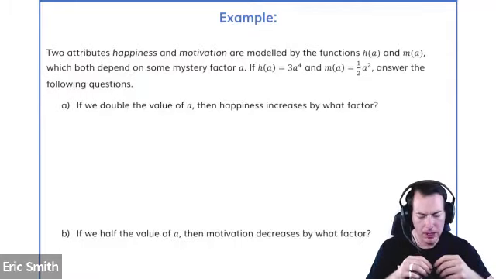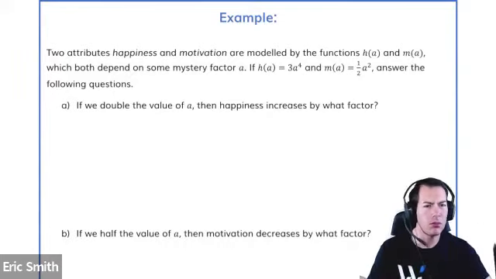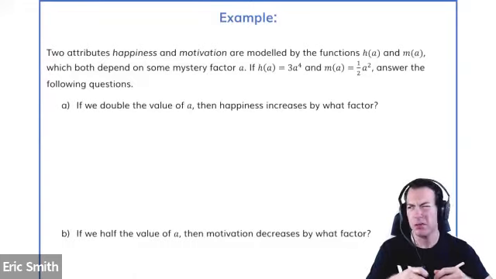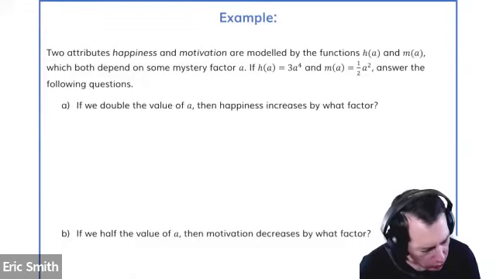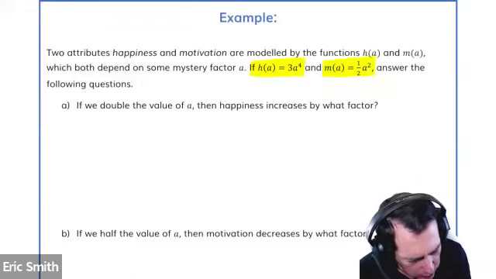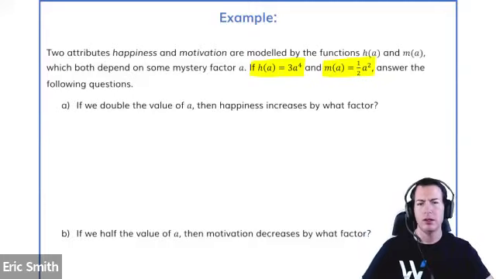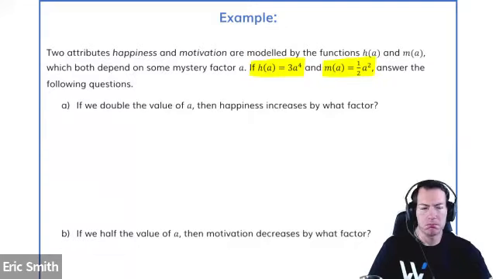So imagine that we have two different things we're trying to model. I'm trying to model happiness and motivation. Both happiness and motivation, I'm going to say, are connected to some sort of mystery factor A. So here initially is my first model for happiness, and then I have another model for motivation. I'm not really sure what A is. Maybe it's based off of how many lollipops I get in a day. Who knows? It's based off of some A factor.